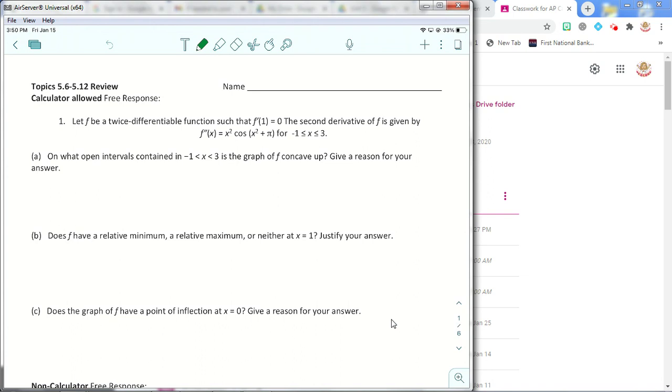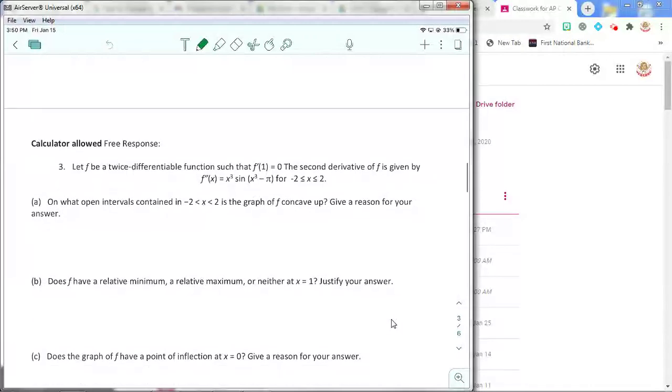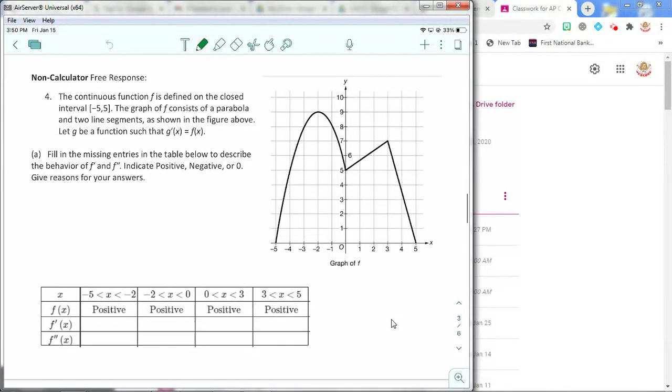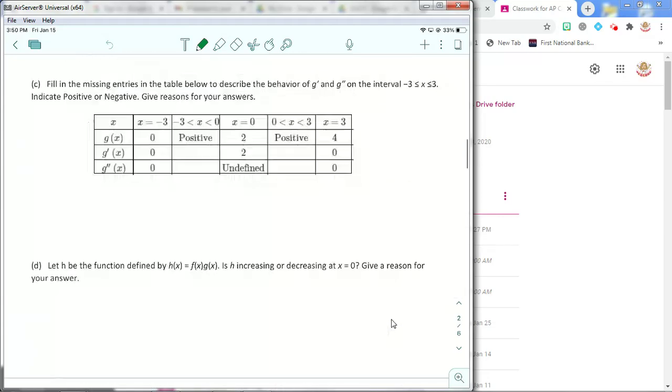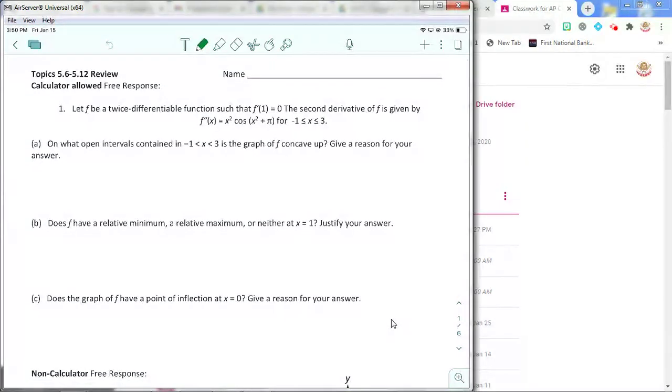All right, so I'm going to do a couple of problems on your review for you guys. And then you are going to have the rest of it to do on your own, but there's two free response similar to the ones that we're about to do together. All right, so this first one is a calculator question, and on your test, there will be one calculator free response question to do.